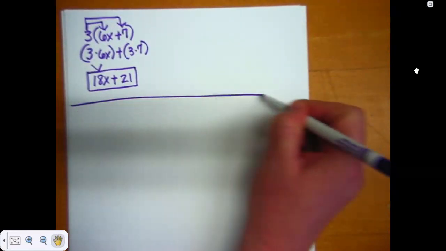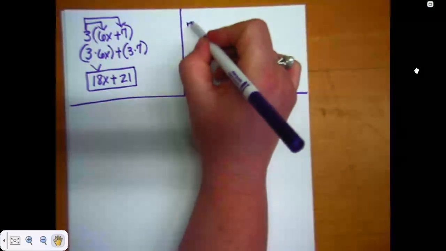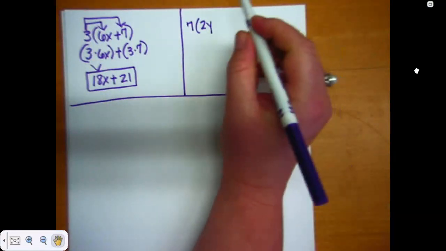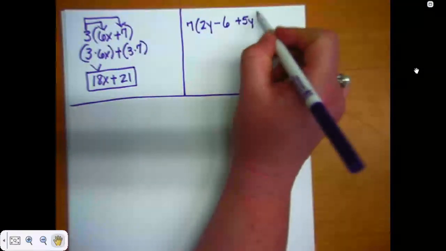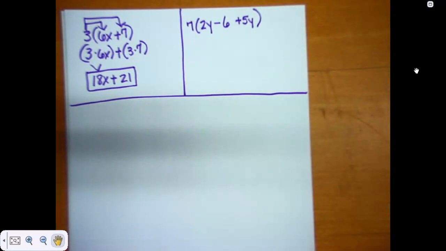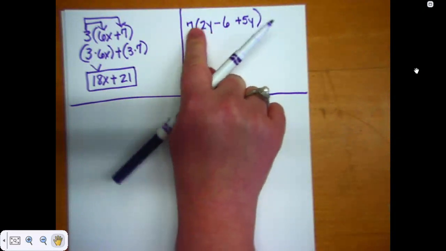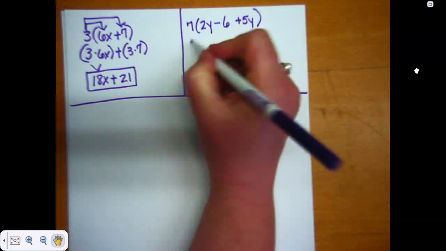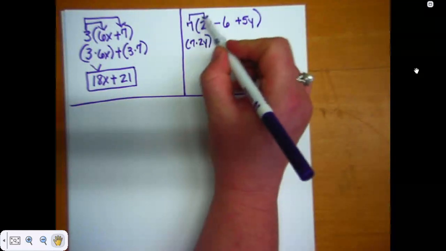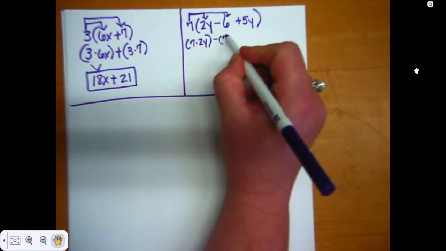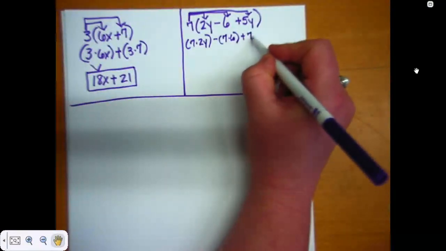Okay, I'm just going to draw a line across and we'll try another one. So let's do 7 times (2y minus 6 plus 5y). And I would write this out. Again, I need to distribute the 7 to each term. So 7 times 2y, bring down your minus sign, 7 times 6, bring down your plus sign, and 7 times 5y.